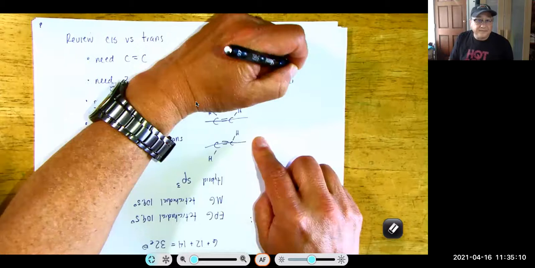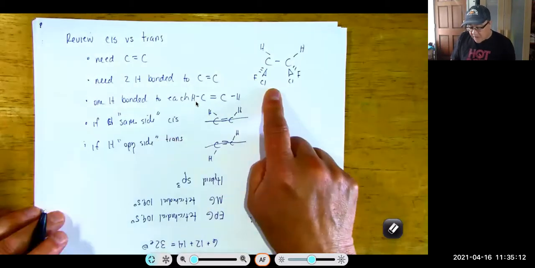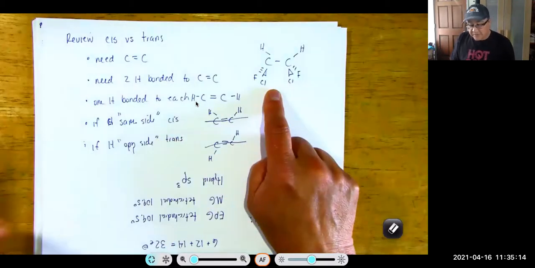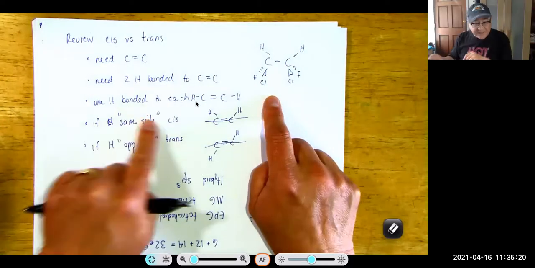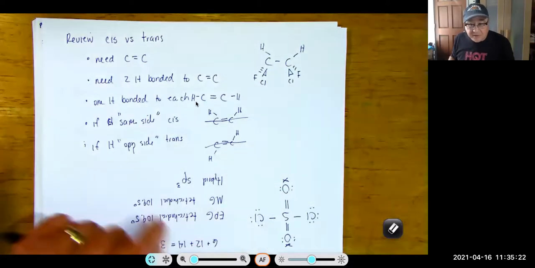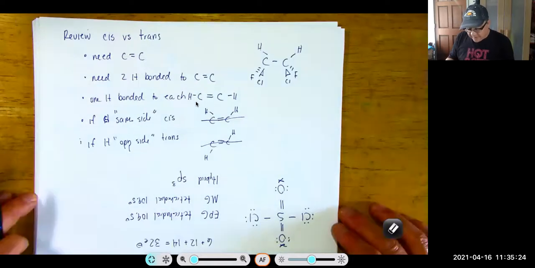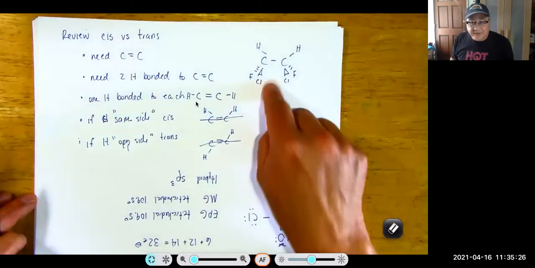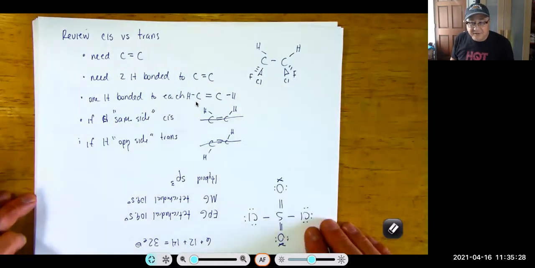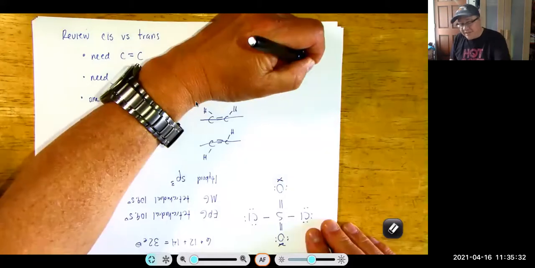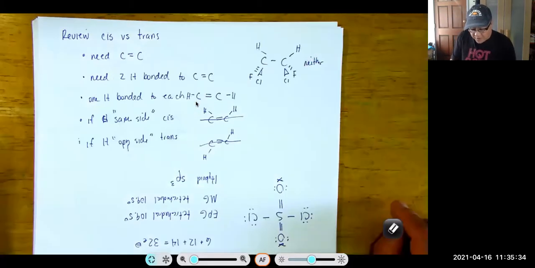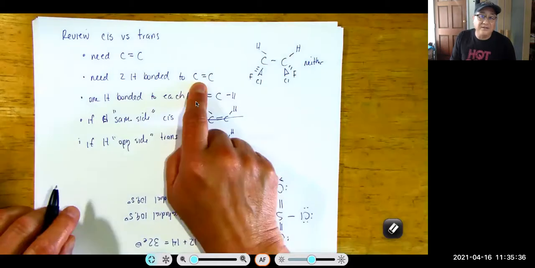See that? How many hydrogens are bonded to those carbons? One of each. Two, right? And is one hydrogen bonded to each carbon? Yeah. Is this cis or trans? Cis. It's neither cis nor trans. There's no double bond. Right.